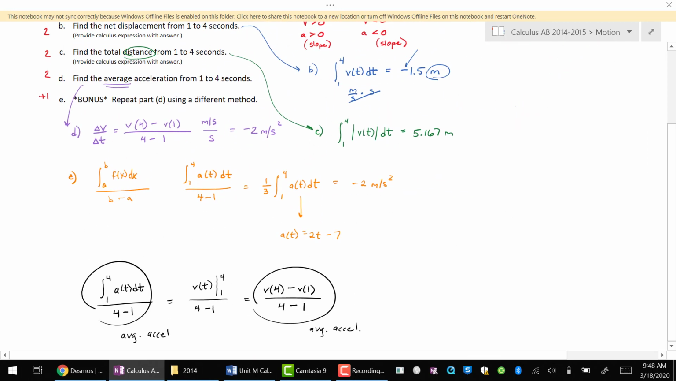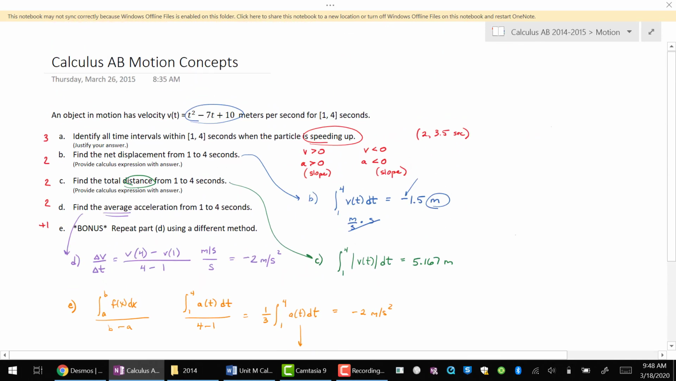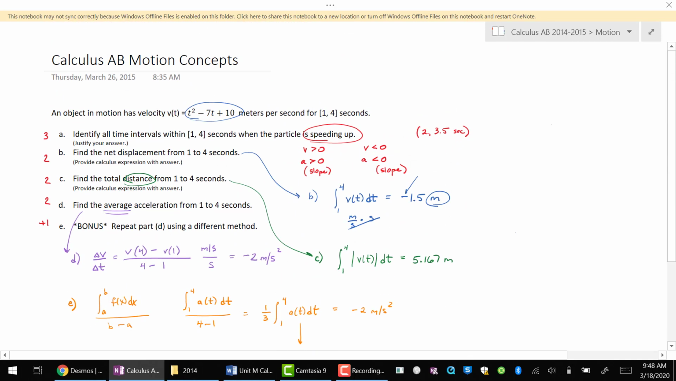So I hope that helps. Just a little bit of connections between motion and various concepts.